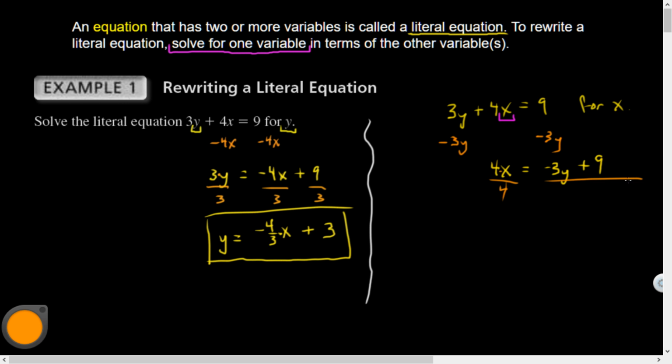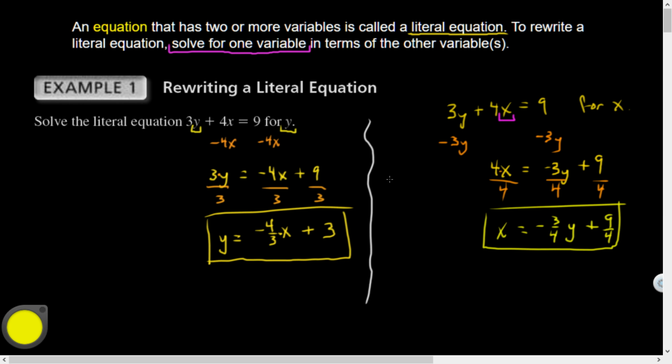So I could either divide this entire side by 4, perfectly legitimate, or you can divide each of the terms by 4. I think I'm going to do each of the terms. So I'm going to get x equals, because those 4's canceled out, negative 3/4 y plus 9/4. And I've now solved that equation for x.